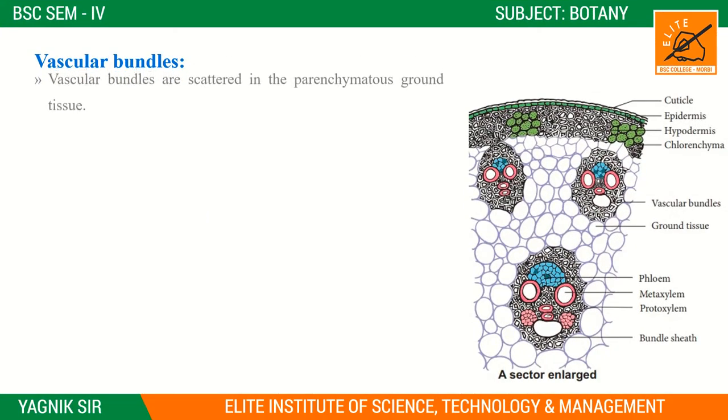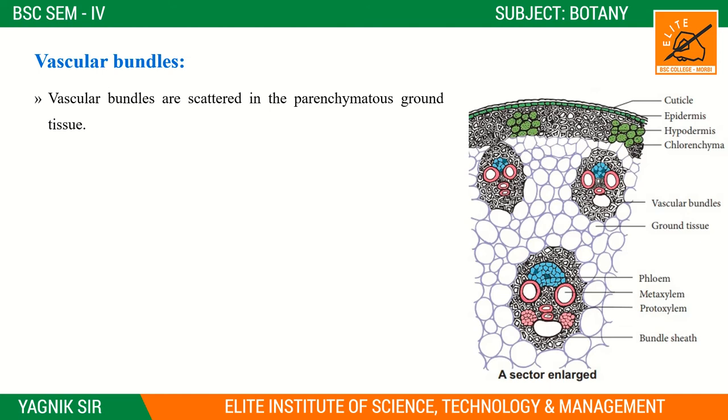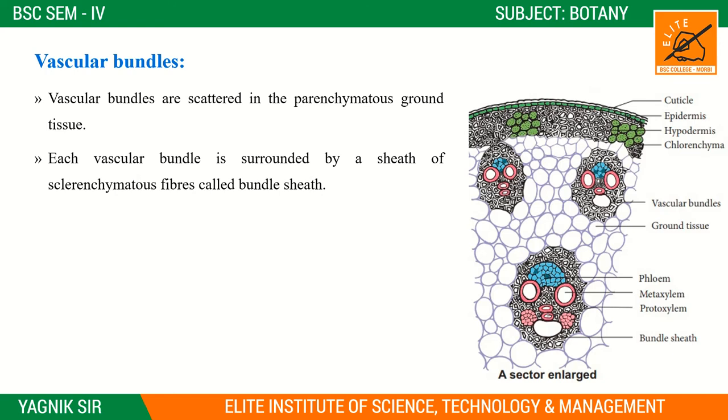Then the vascular bundles. So vascular bundles are scattered, અલગ અલગ છૂટા છવાયા હોય છે, in the parenchymatous ground tissue, એટલે જે આપણે હાઇપોડર્મિસ ની નીચેના રિજન ની અંદર આપણને જે પેરેન્કાઇમેટસ સેલ્સ જોવા મળે છે એ સેલ્સ ની અંદર જ અલગ અલગ સેક્ટર ની અંદર આ ગોઠવાયેલા હોય છે. Each vascular bundle is surrounded by a sheath of sclerenchymatous fibers and it's called the bundle sheath. Bundle sheath કેને કહેવાનું સમજાણું કે each vascular bundle is surrounded by the sheath. બધા વાસ્ક્યુલર બંડલ એક એક sheath સાથે કવર થયેલા હોય છે.